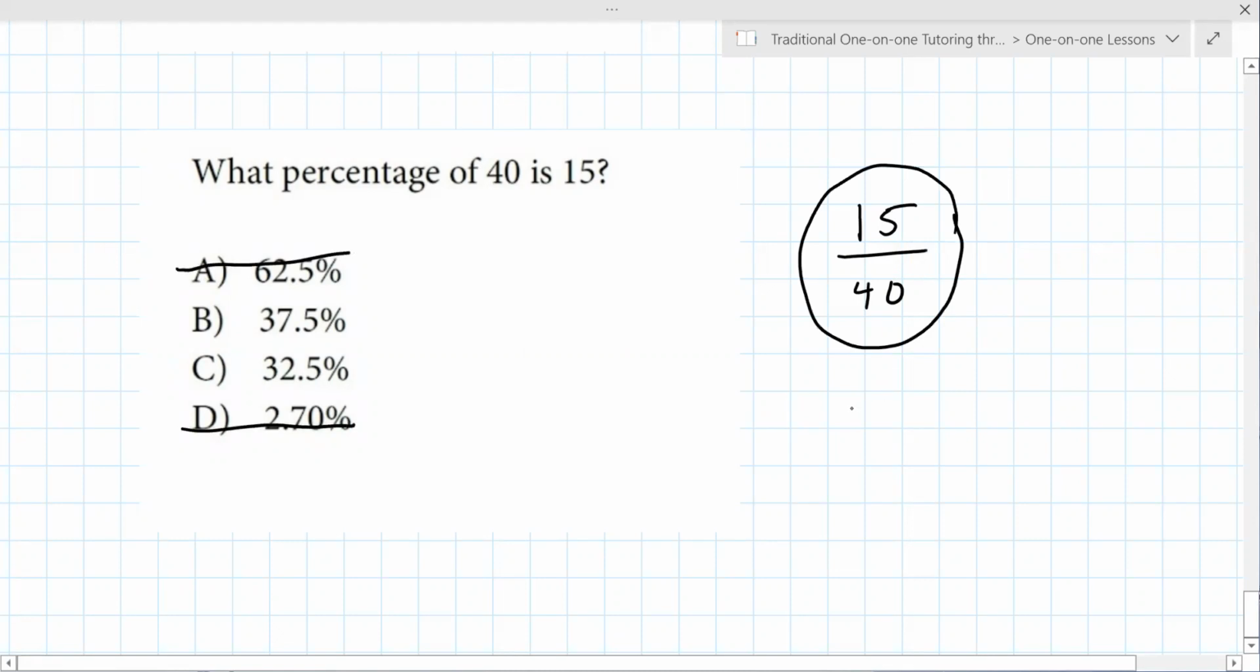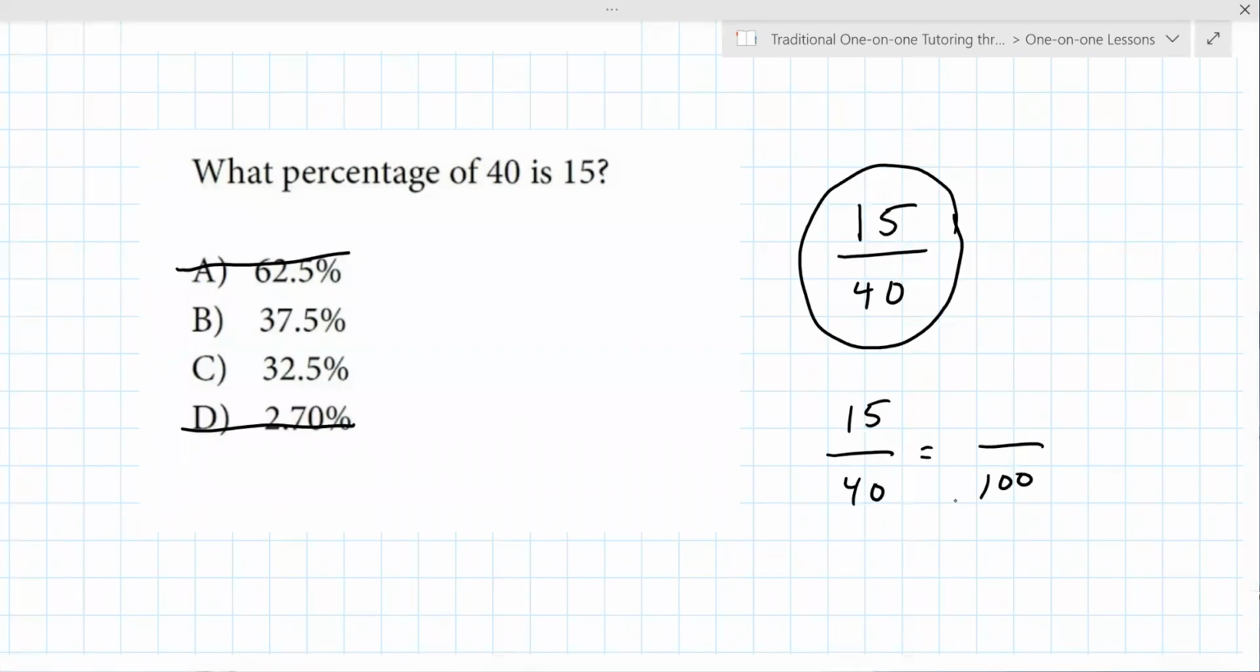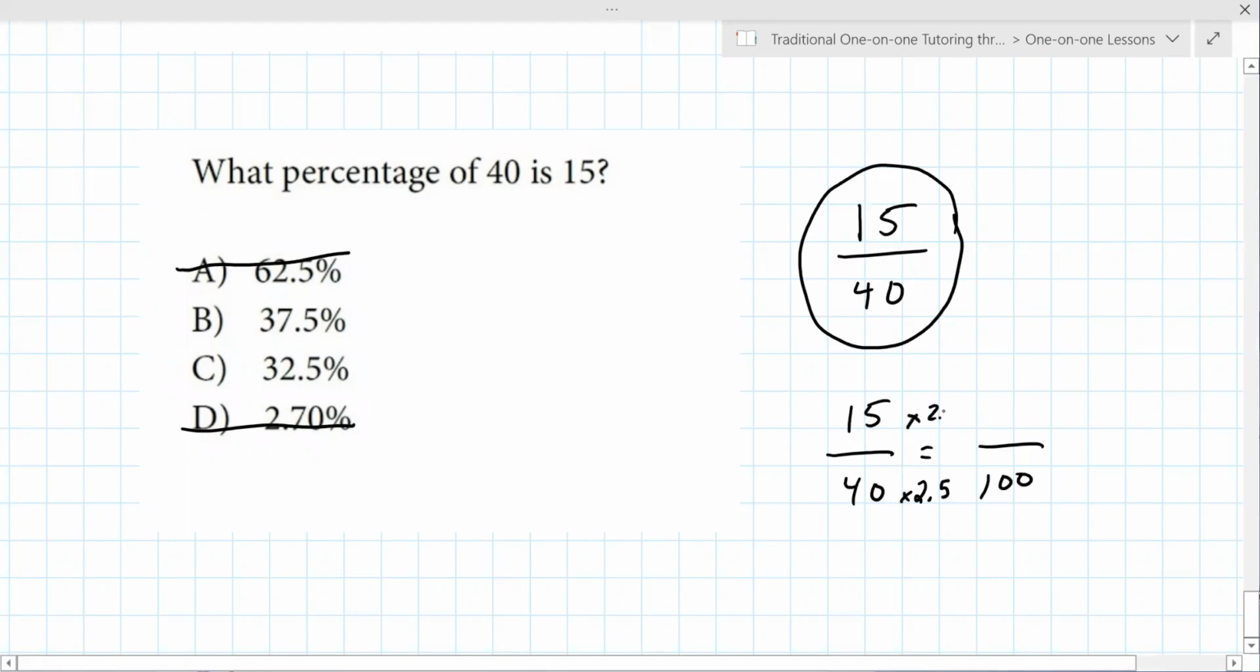So the next best approach is to turn this 40 into 100. What do you multiply 40 by to get 100? 2.5 or something. Yes, exactly. And that's important. 40 and 4 are numbers you might see a lot of. So you have to multiply by 2.5, so it's 37.5. Yes.